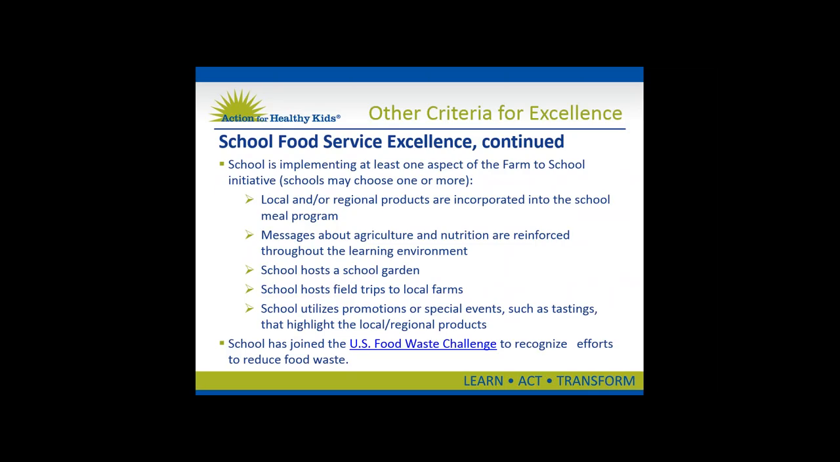The fourth option that you can pick is your school is implementing at least one aspect of the Farm to School initiative. So for this option, schools can choose one or more of the aspects listed on this slide. The first is local and or regional products are incorporated into the school meal program. Second, messages about agriculture and nutrition are reinforced throughout the learning environment. Third, the school hosts a school garden. Fourth, the school hosts field trips to local farms. And then finally, the school utilizes promotions or special events, such as tastings that highlight the local and or regional products.